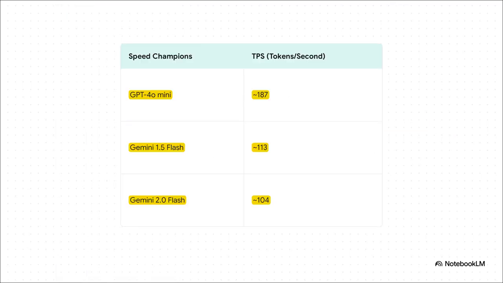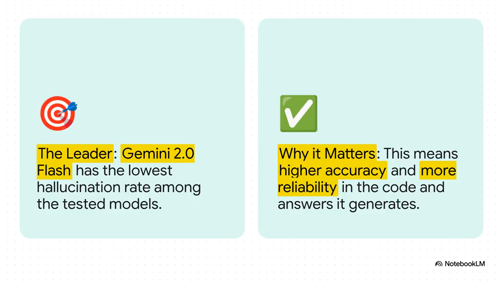So first up, who are the speed demons? If you want an answer, like right now, for things like code completion or spinning up some boilerplate, these are your go-to models. GPT-4o Mini is an absolute beast at around 187 tokens per second, with the Gemini Flash models right behind it. But speed isn't everything, is it? What about just being correct? If you need code that you can depend on, you want to look for the lowest hallucination rate.